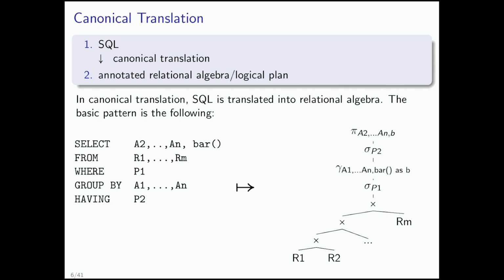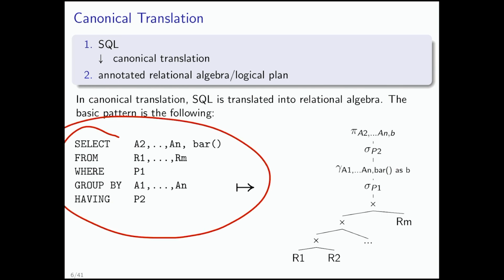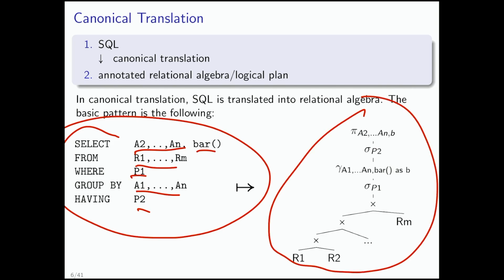So if the input is something like that, a standard SQL expression with a couple of projected attributes, aggregation functions, our tables, the where clause, grouping conditions, and maybe a having condition towards a group, you can blindly translate it to the expression on the right.